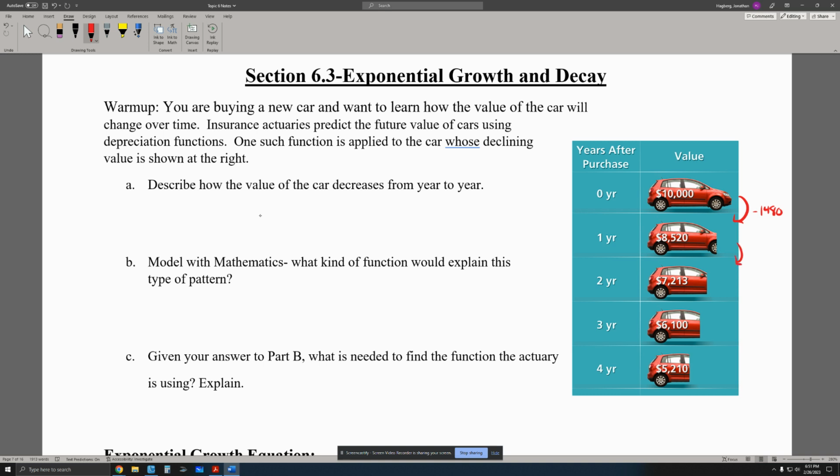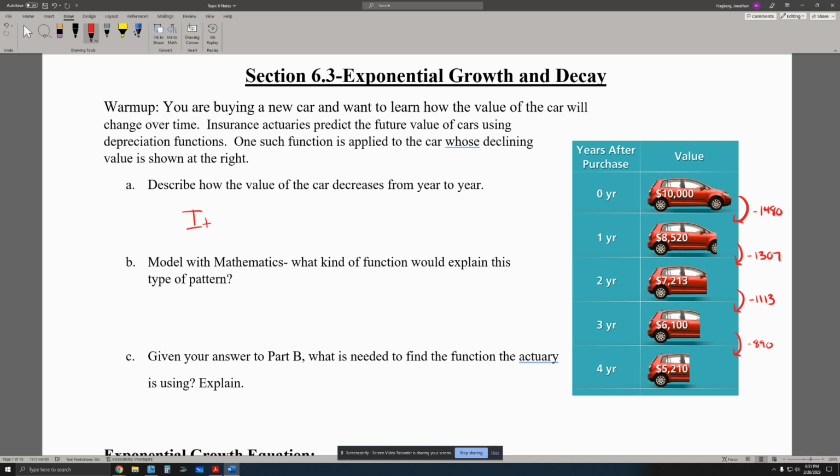From years 1 to 2, we're decreasing by about $1,307. From years 2 to 3, we're decreasing by $1,113. And finally, from years 3 to 4, we're decreasing by about $890. So we can say that the value over time, the value of the car depreciates over time.